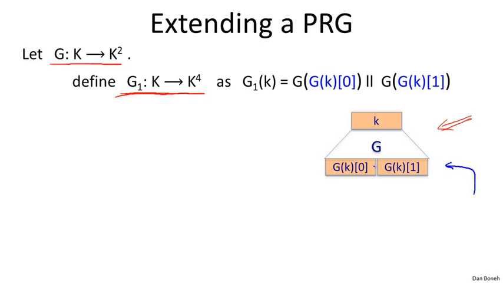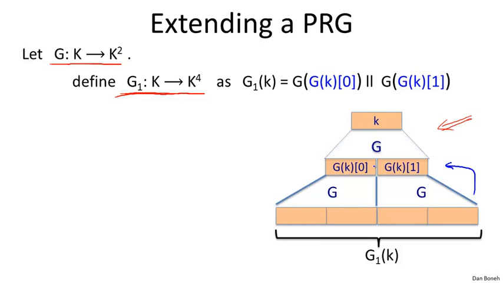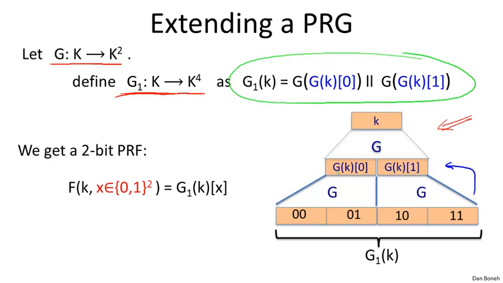Well, if the output looks like 2 random values in K, we can simply apply the generator again to those 2 outputs. So let's say we apply the generator once to the left output and once to the right output. We're going to call the output of that, this quadruple of elements, G1 of k. I wrote down in symbols what this generator does, but you can see from this figure exactly how the generator works. Now that we have a generator from K to the 4th, we actually get a 2-bit PRF. Namely, given 2 bits, 0 0, 0 1, 1 0, or 1 1, we'll simply output the appropriate block of the output of G1 of k.